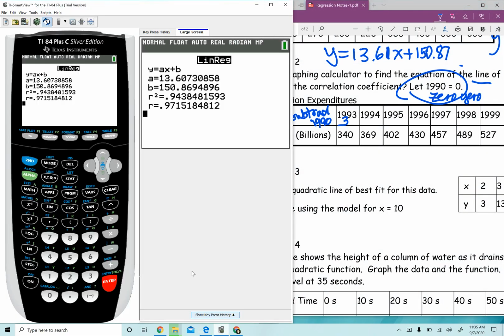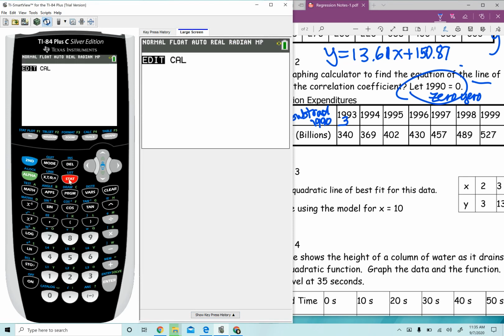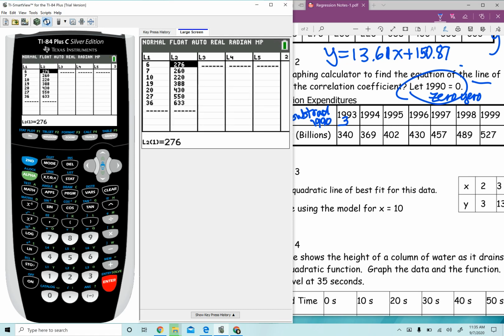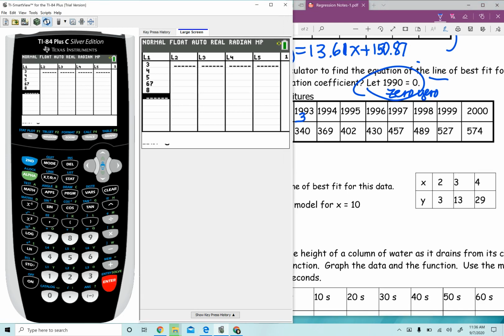So I'm going to put it up on the screen here. Whenever you're redoing data, so stat edit, first clear your data. So arrow up, hit clear, not delete, because if you delete, you'll delete the list. Arrow down and arrow over, and then arrow up, hit clear and arrow down. And so this is 3. We could type 1993 and subtract the 0 year if we wanted to, and your calculator will do the math for us, or you could do the math in your head, either way. So 6, 7, 8, 9, and 10.